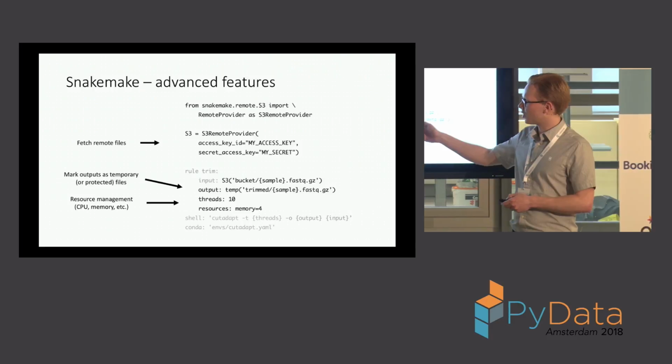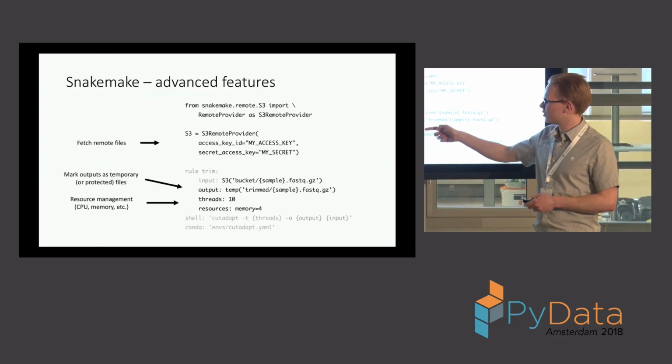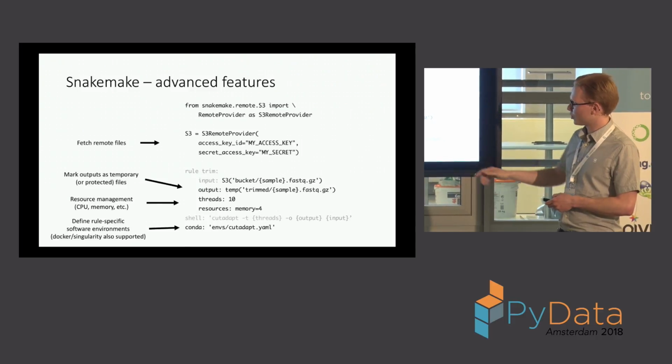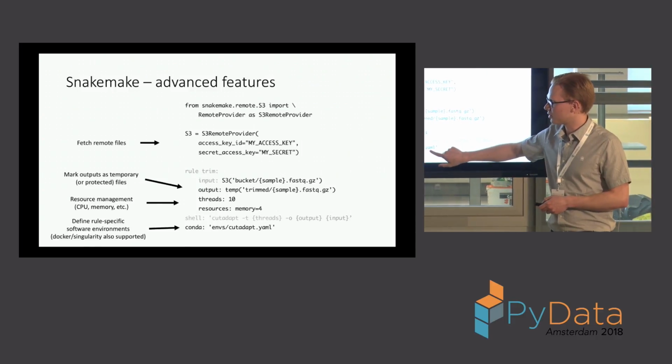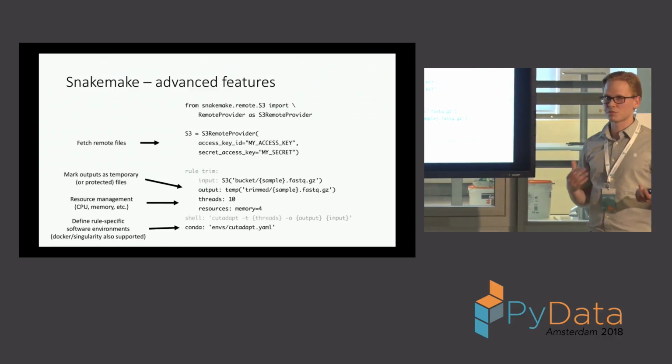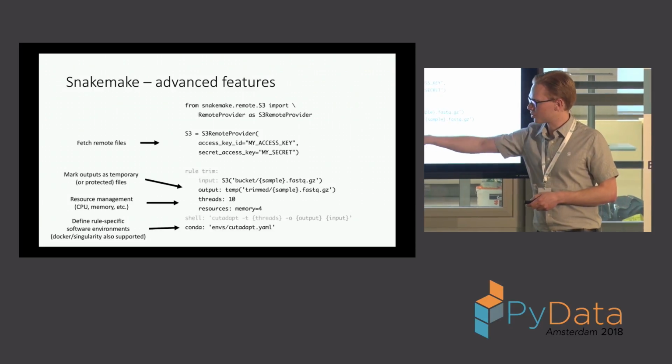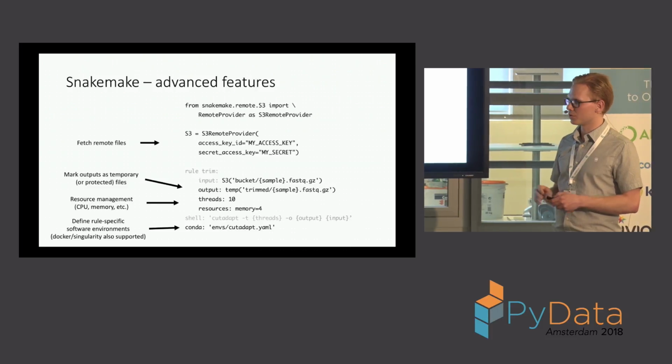You can define the resource that a certain rule needs in terms of threads, but also memory or anything you really want. And per rule, you can also define a certain environment to use if you have a specific software version that you need to use. And this can be a Conda environment, but there's also support for Docker and Singularity if you want to go through the container route.